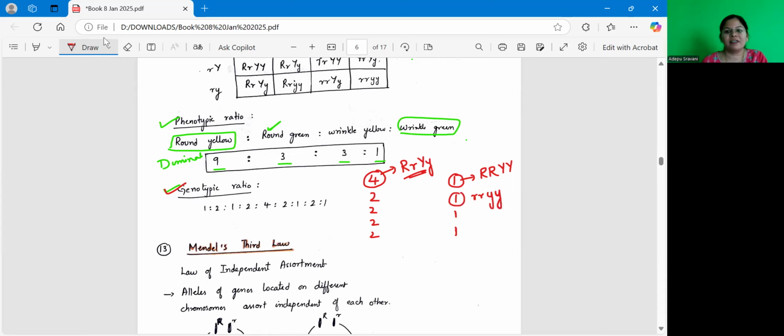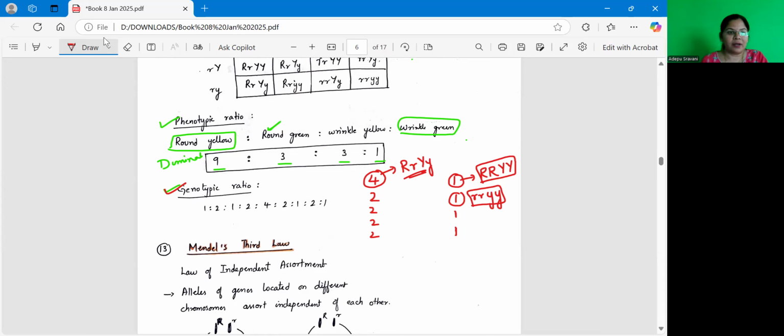Now, see, one more trick I wanted to tell you. 1s will be homozygous. 1s will be always homozygous. 4 and 2s will be heterozygous. I'm giving you a trick to understand and remember. Clear? 4, both the characters are heterozygous. 1s will be homozygous. So this is the condition where both the characters are homozygous dominant. This is a condition where both the characters are homozygous recessive.